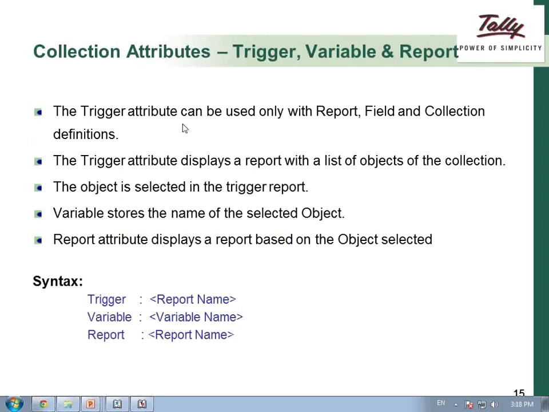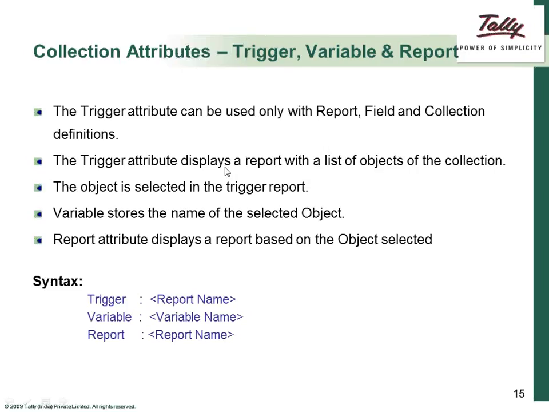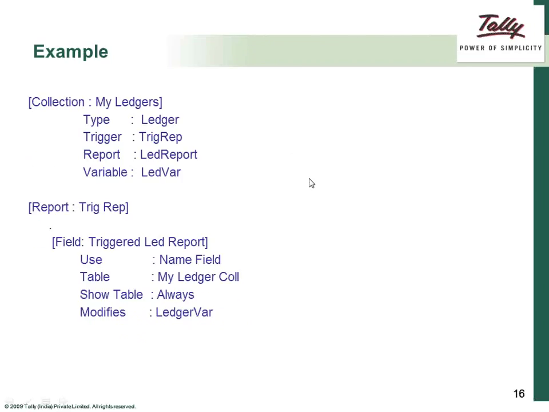The trigger attribute can be used only with report, field, and collection definitions. The trigger attribute displays a report with a list of objects of the collection. The object is selected in the trigger report. The variable holds the value of the selected object, and the report attribute displays the report values based on the variable values being passed from the selected object. Right? So we'll just have a quick look at the code that we had done yesterday.